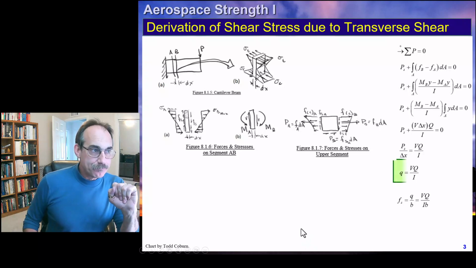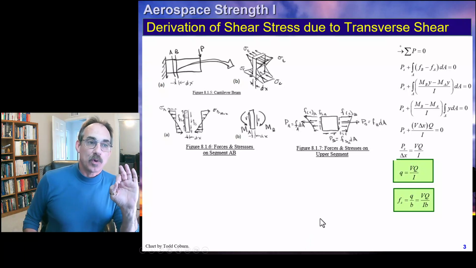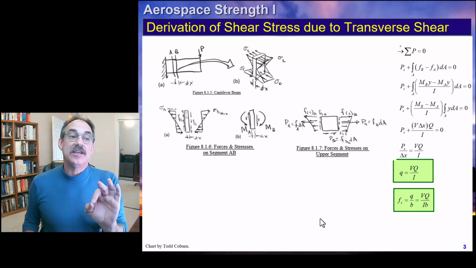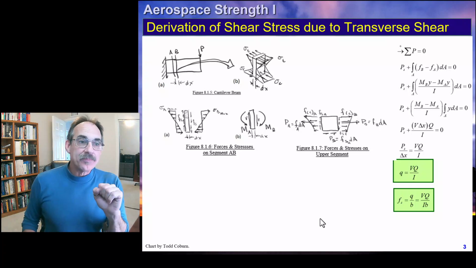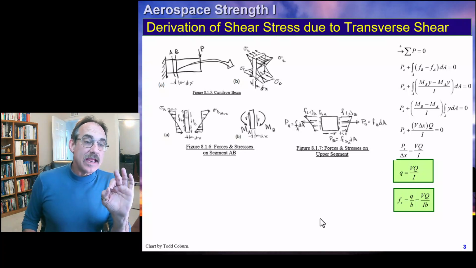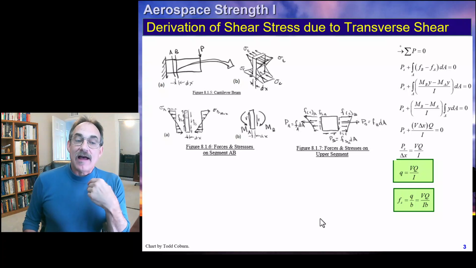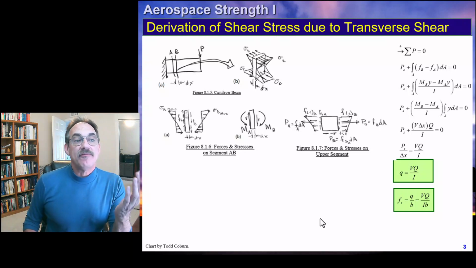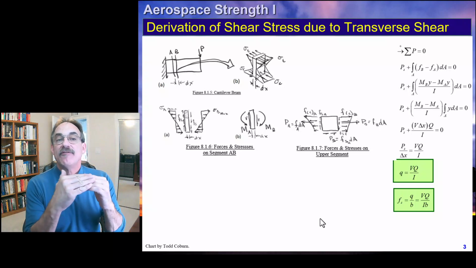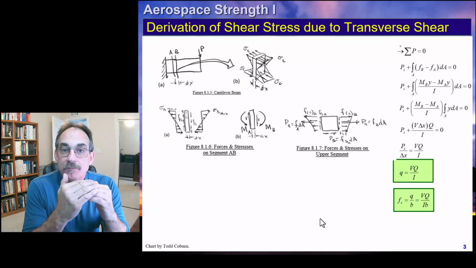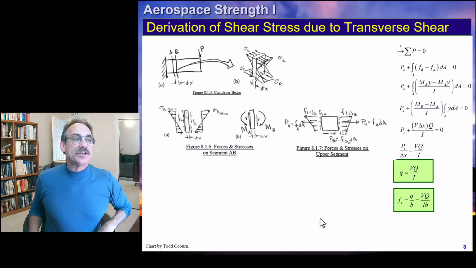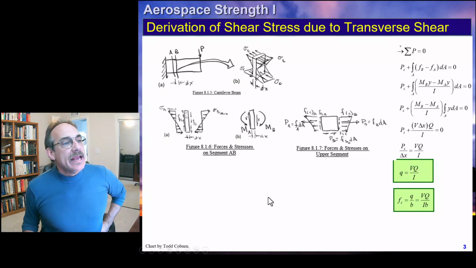Okay, you got that? These are two critical equations: VQ over I and VQ over IB, which give us the shear flow and shear stress. When we're evaluating sections, we'll often use the shear stress. If we're trying to figure out the force between different flanges and members of the section, or fasteners and things, we'll typically use shear flow, and we'll talk more about that as we move forward. It's important that we have these ideas so far.